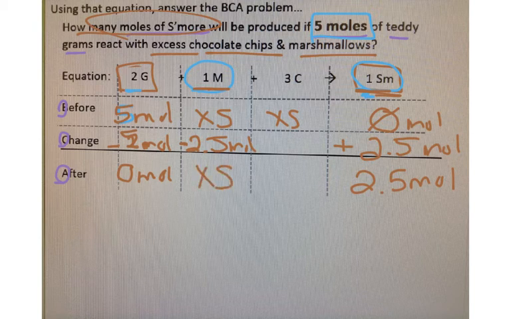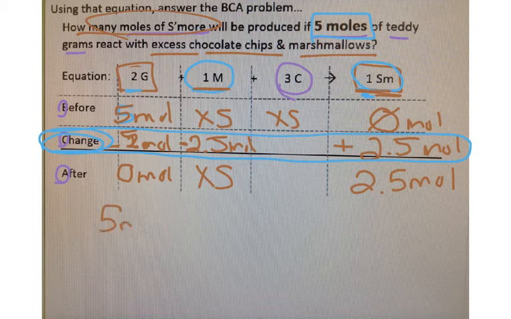Now notice that the one in front of the chocolate is a 3. So I am going to need to change that one up. Oops, sorry. We're not going to go with that. What you always do is you always use your C numbers. This is the only one that you can compare directly using your molar ratios. So what you're going to do is you've got 5 moles of gram, and I want to figure out this C.